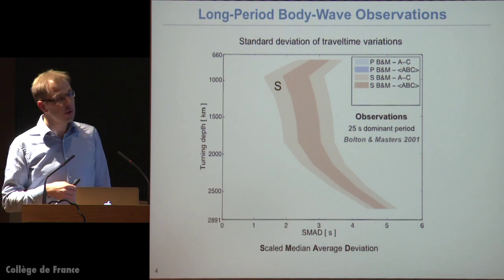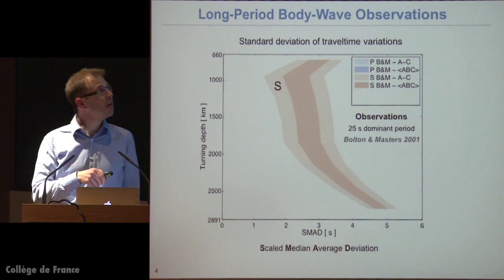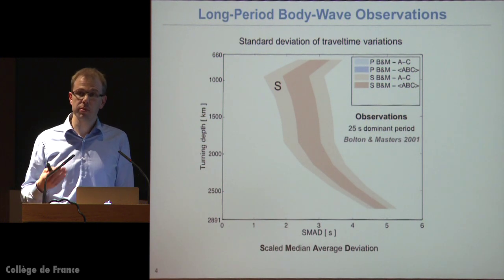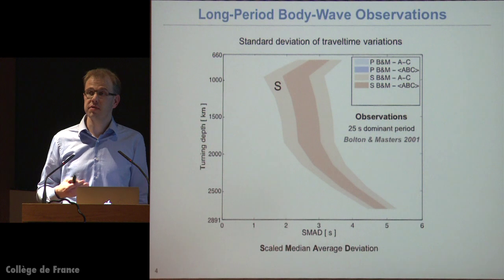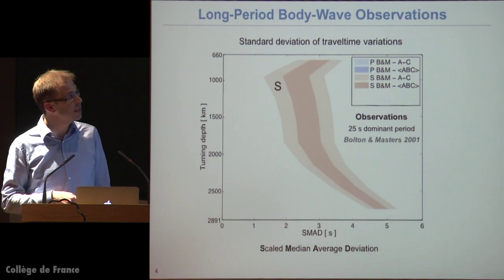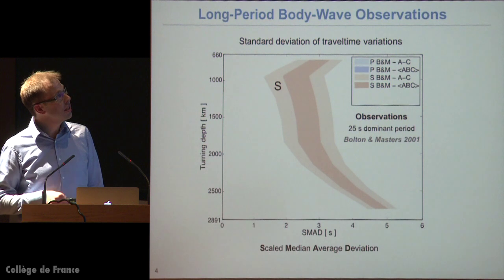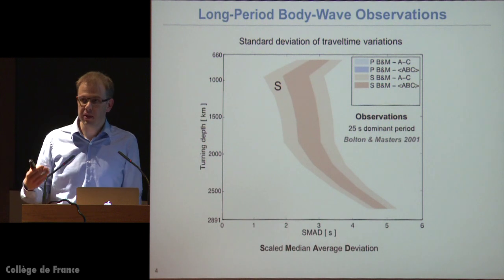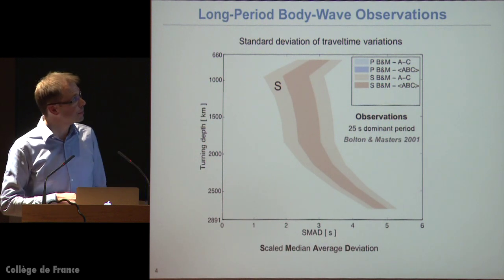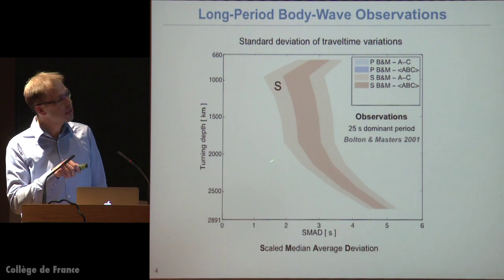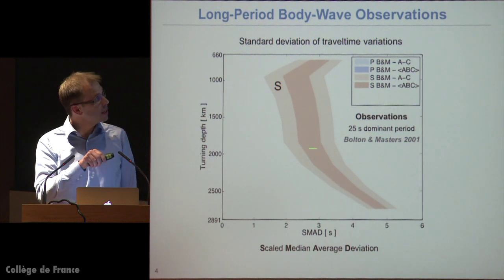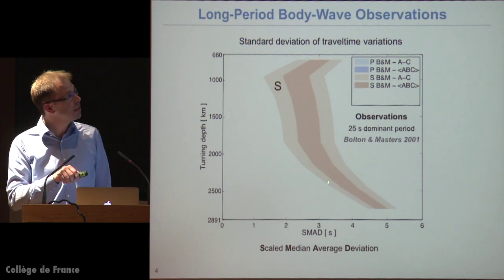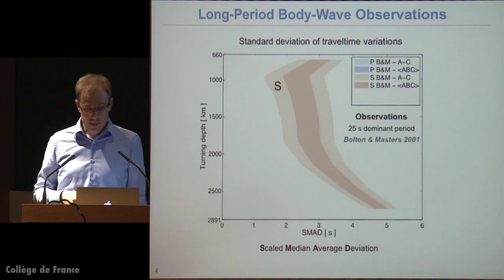And what I plot is a range of values for the standard deviation of the travel time delays that you would expect from the pure mantle heterogeneity. So if you take out the effects of crustal variations and uncertainties in the data, depending on the uncertainty values that you take, you get different ranges, but this is what you would expect for the pure mantle heterogeneity. And we see here, as a function of ray turning depth, that from a depth of around 2,000 kilometers down to the core mantle boundary, we see a strong increase of the variance of travel time delays in the S waves.